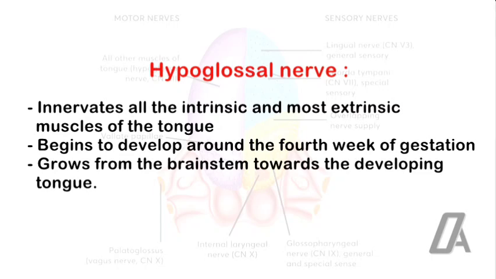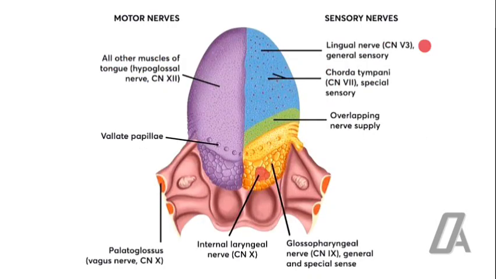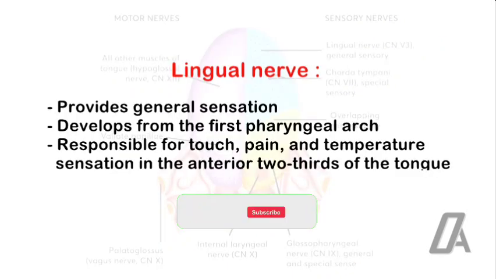This nerve begins to develop around the 4th week of gestation. It grows from the brainstem towards the developing tongue. The lingual nerve, a branch of the trigeminal nerve, cranial nerve 5, provides general sensation. It develops from the first pharyngeal arch. This nerve is responsible for touch, pain, and temperature sensation in the anterior 2/3 of the tongue.